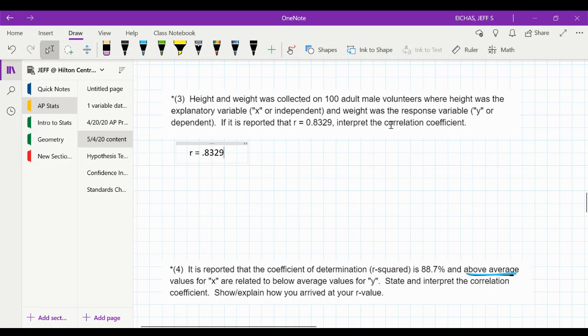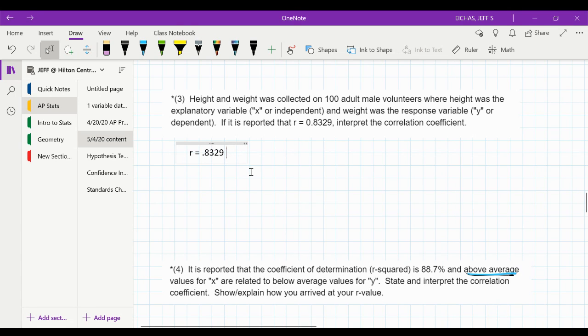Now, back up in the context, there's an explanatory variable, or independent, and then there's a response variable. You've got to know that the X, or independent variable, is our explanatory, and the response is our dependent variable, Y. We plug in X to get Y, so that's usually how it works. So make sure you understand that concept.